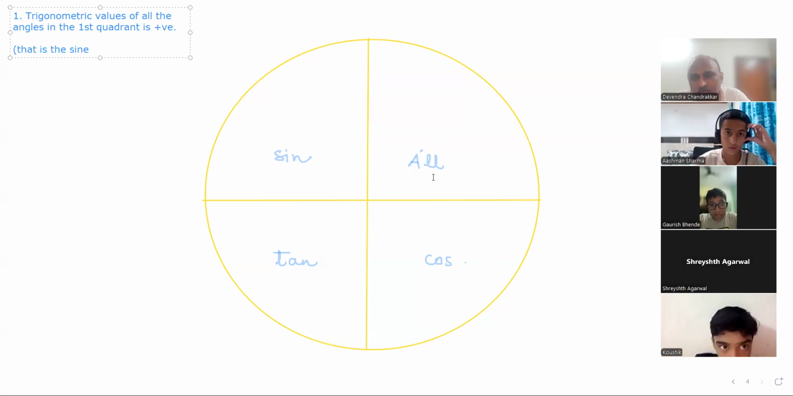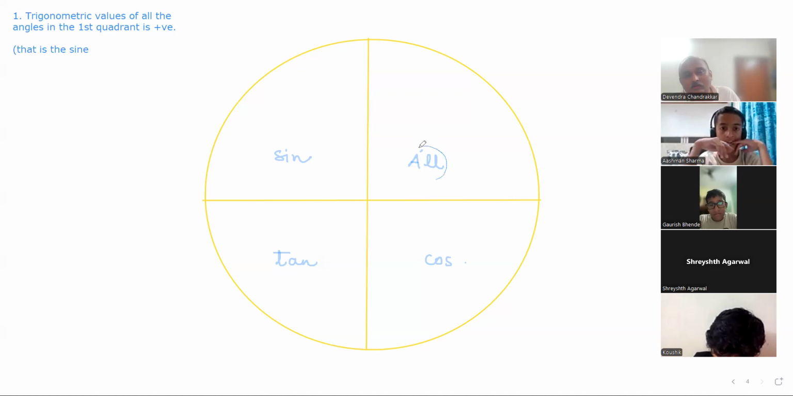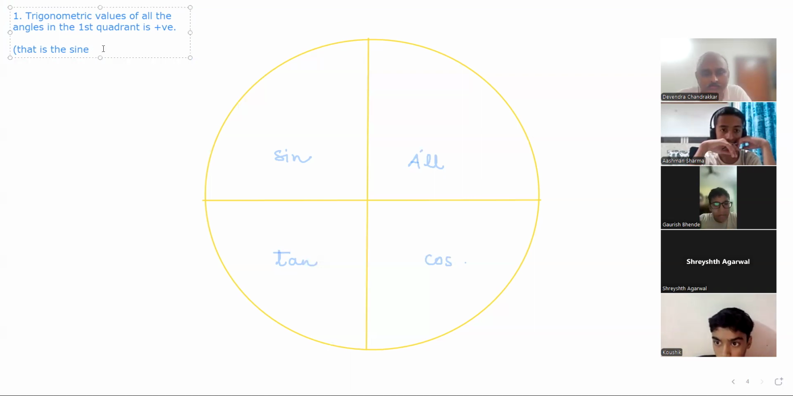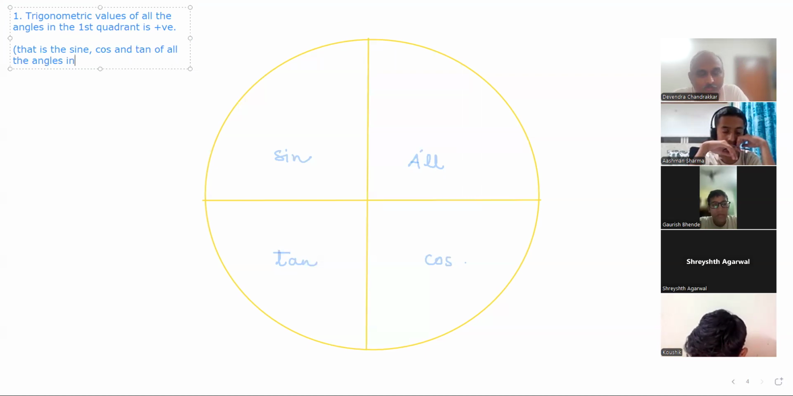So this is a circle and these are the quadrants, right? I have just written it for my convenience. To make you understand this, all sine, tan and cos. Now what is the meaning of this? The meaning is, first one is this. Trigonometric values of all the angles in the first quadrant is positive. That is the sine, cos and tan. I mean, we will talk about these three only, right? And tan of all the angles in the first quadrant is positive.